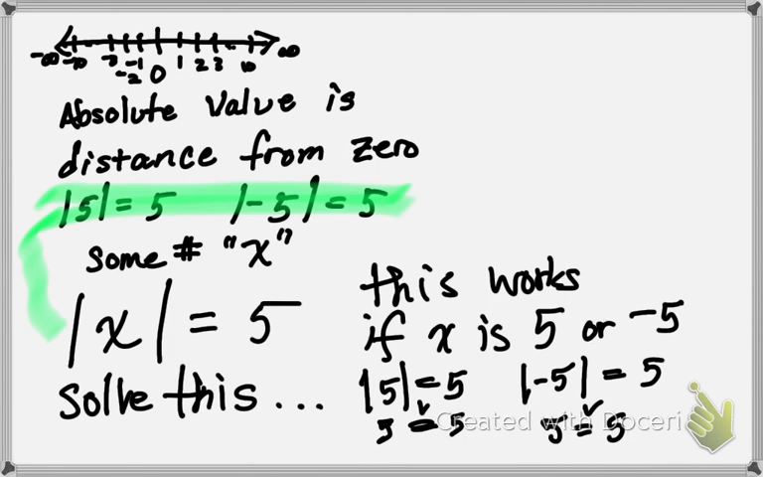So I have two answers here. I've got x equals 5 and x equals -5, and that is how we process absolute value equations, with the concept that whatever's in the absolute value could be positive or negative. So we have to write those two equations. I think that's it.